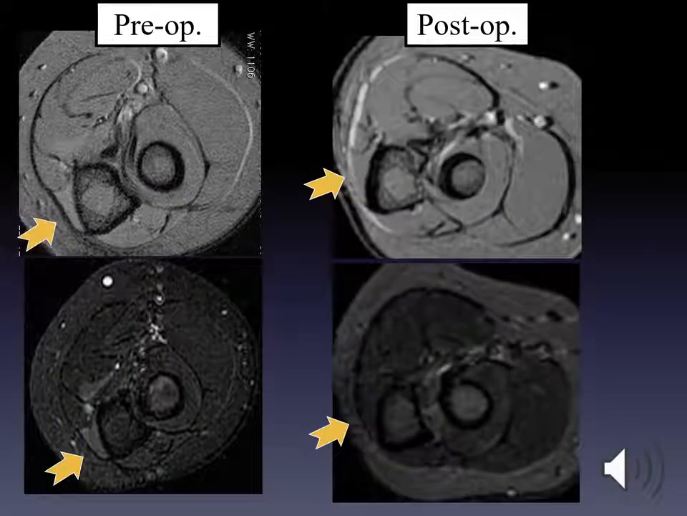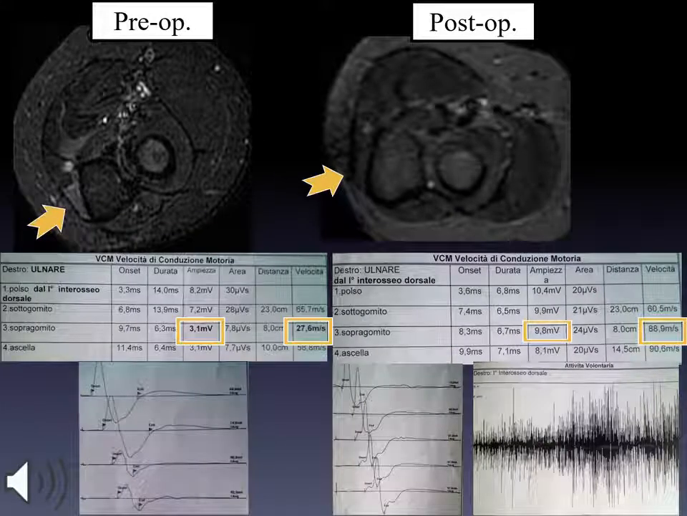Here, the arrows point towards the hyperintensity with suffering of the flexor digitorum profundus, present preoperatively in sequences with fat saturation and STIR on the left, which regresses postoperatively on the right. Here we can see how the betterment of the width and motor conduction velocity in the EMG corresponds to the regression of the alteration of the muscle areas in the magnetic resonance.